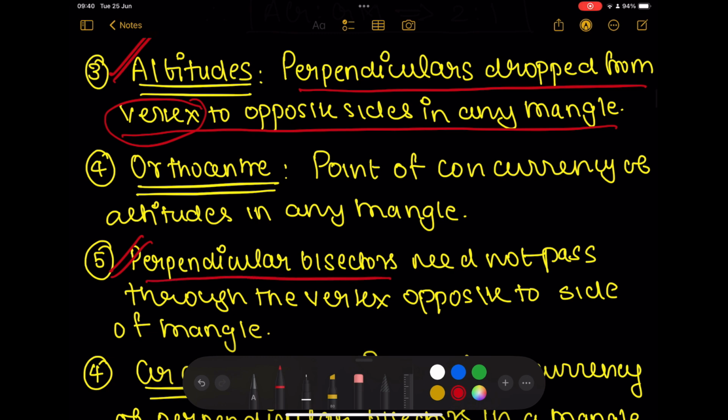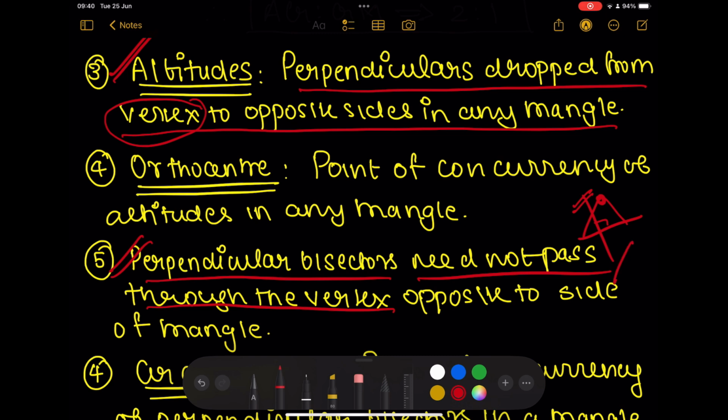Perpendicular bisector is not the same. Perpendicular bisectors need not pass through the vertex. They are basically perpendiculars which bisect the sides of a triangle. That's all, right? So for example, if this is a triangle, this may also be a perpendicular bisector. This perpendicular bisector need not pass through the opposite vertex.